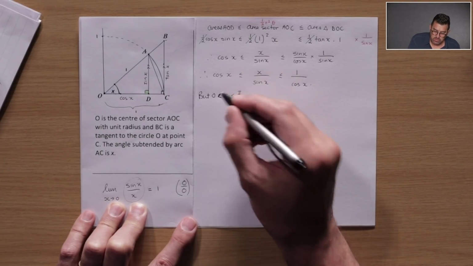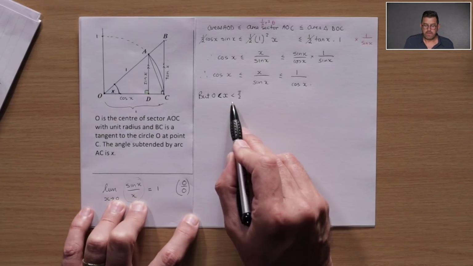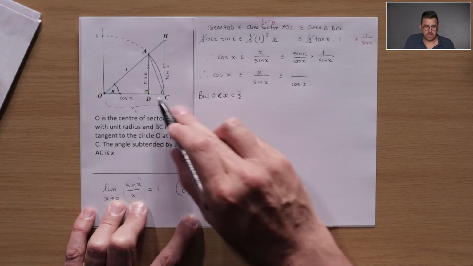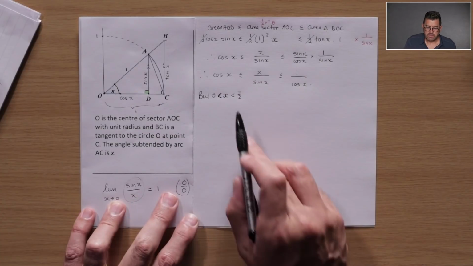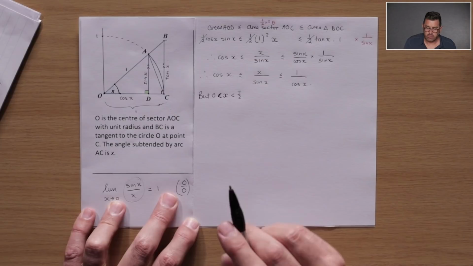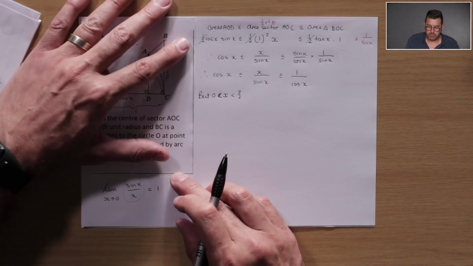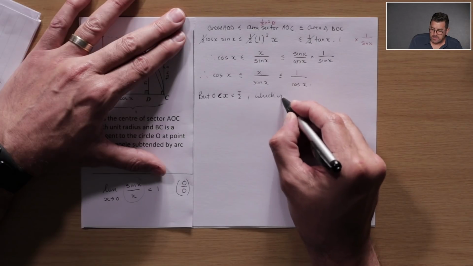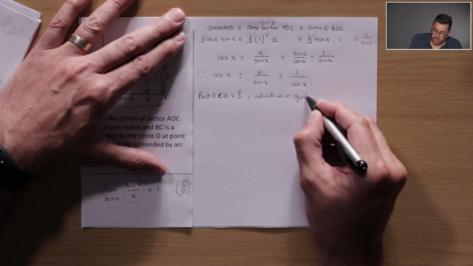Not equal to, strictly between. It can't be equal to, because then I don't have a triangle. I have a line that lies on OC. So it's important to not put your equals here, because then you will not be doing the right thing. Which is in quadrant 1.